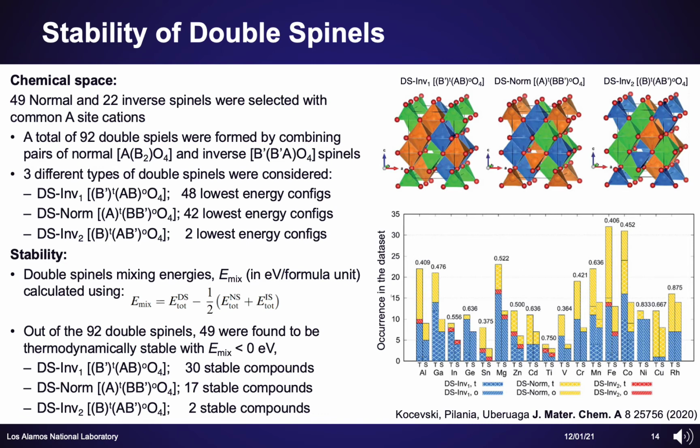Out of the 92 spinels, 49 were found to be thermodynamically stable with mixing energy of less than 0 eV. One should keep in mind that the reported double spinels are thermodynamically stable, which is the initial requirement of these compounds to be synthesizable. At finite temperature, the kinetics would have the major influence on the synthesis of these double spinels, but that is something we cannot probe using our computational methodology. A distribution of different cations occurring on the tetrahedral and octahedral sublattices of these double spinels is also shown on the bottom right plot.